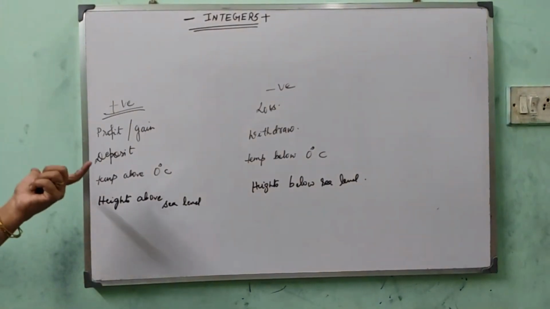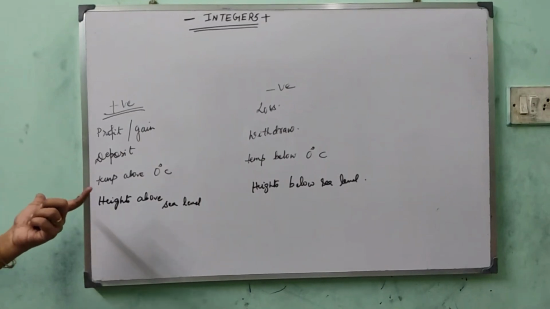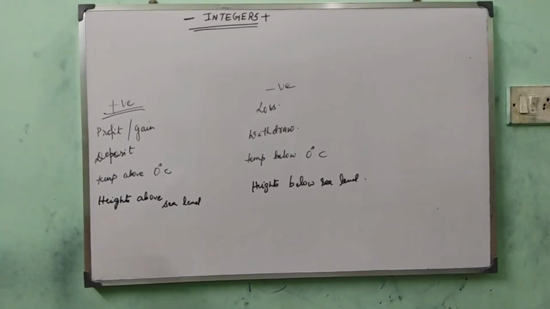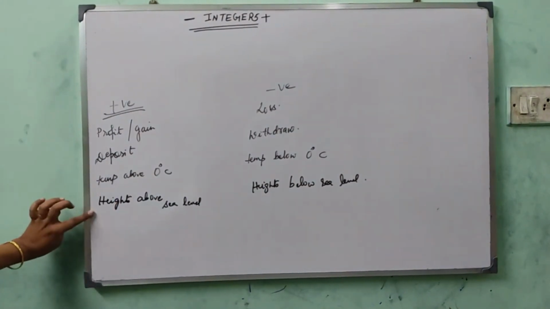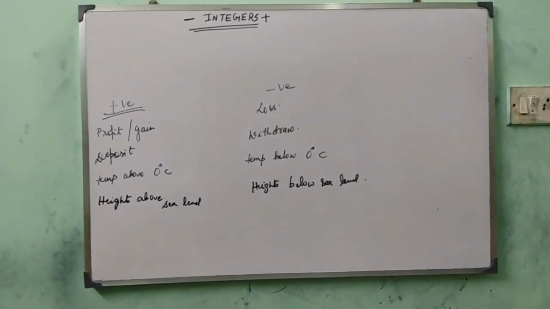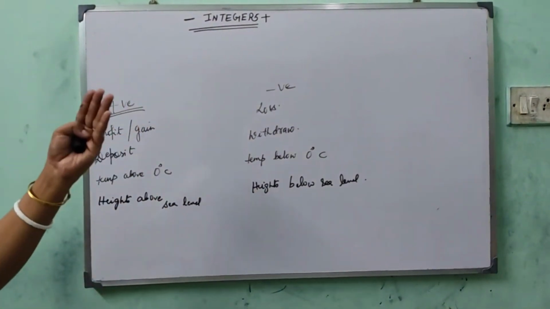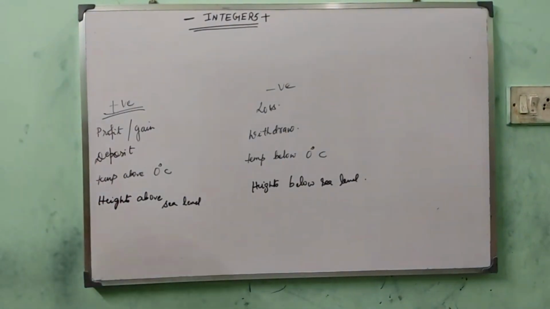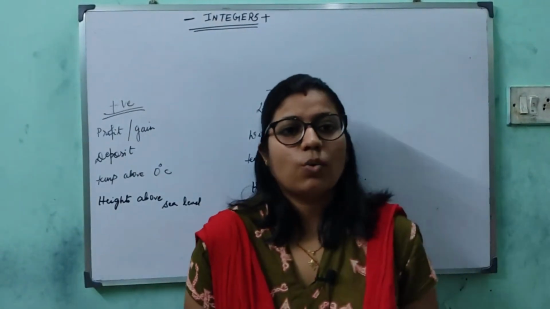So profit or gain will represent positive integers, deposits in the bank or deposits in your post offices, whatever it is, these deposits will be representing your positive integers. Then temperatures above 0, heights above sea level, all will represent your positive integers. And negative integers are loss, withdrawal from banks, temperature below 0, heights below sea level. These are certain examples that tell you the real life situations where we deal with our positive and our negative integers. So I hope the basic introduction to integers was clear.